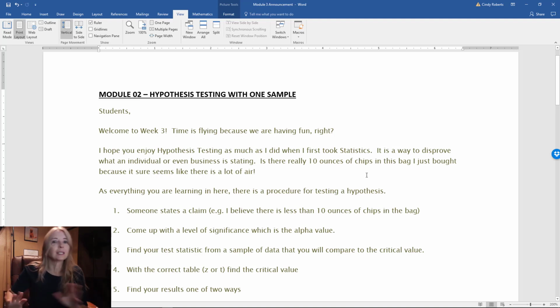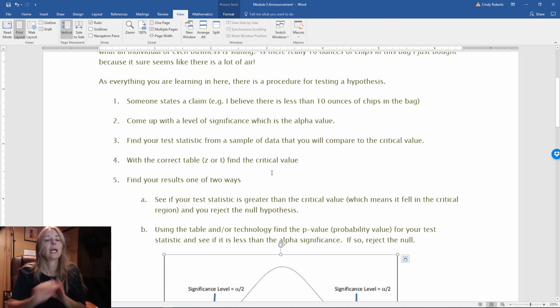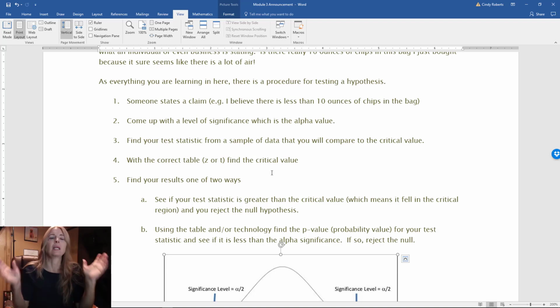And so this is kind of an exciting topic. I really like this topic. And you're going to see the procedure is the same no matter what you're testing. So don't get into this whole Z table, T table, chi-square table. That's later, but the procedure is the same no matter what kind of hypothesis testing you're doing.